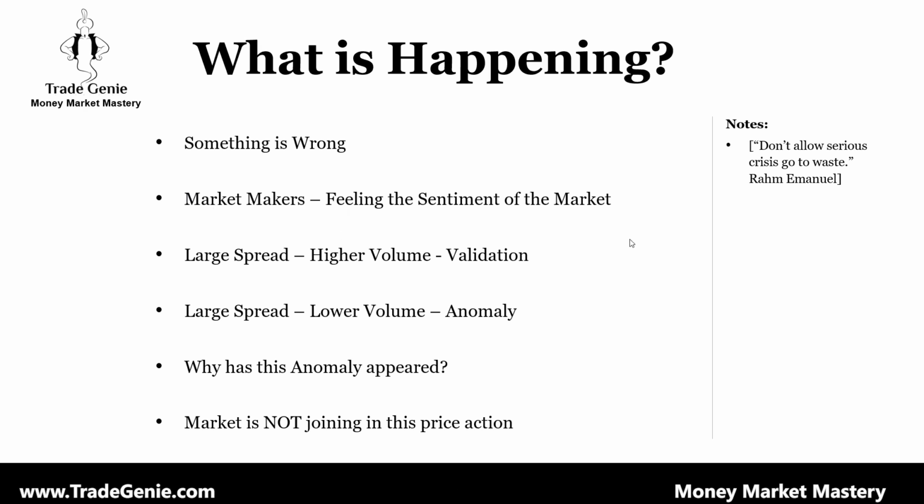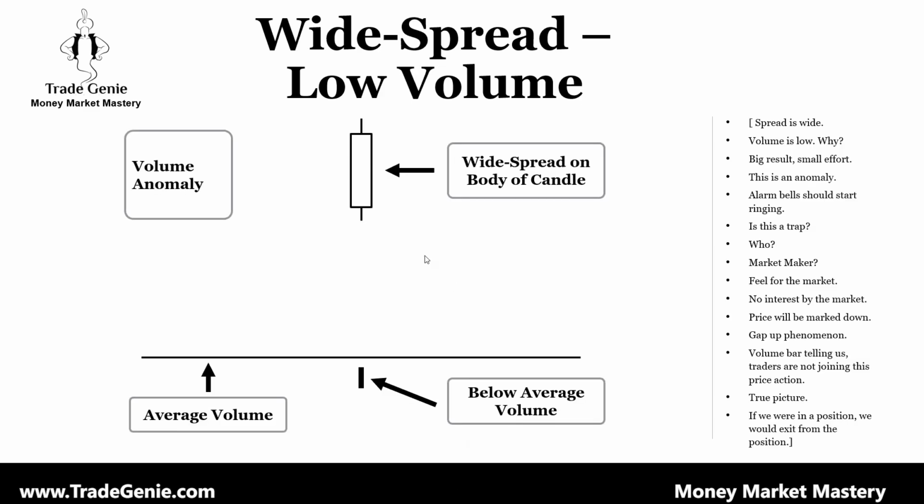They raise the price, the stock gaps up, and then there are no other buyers. So think about that. Large spread, high volume: validation. Large spread, lower volume: anomaly. So there was an anomaly here. And why has this anomaly appeared? Ask the question: why is the anomaly appearing, why is the market not joining in this price action?